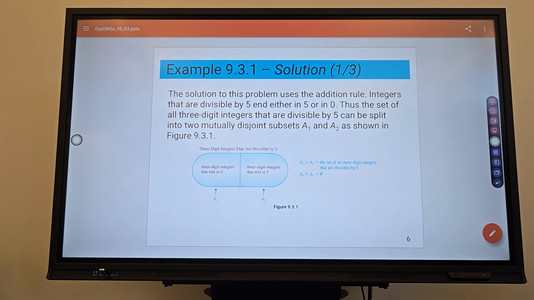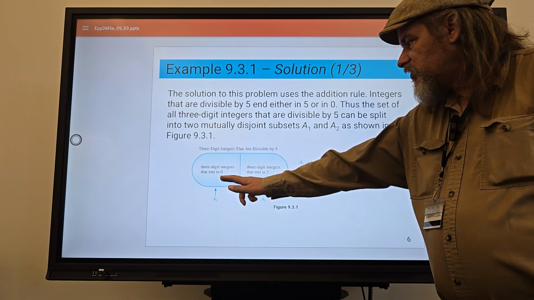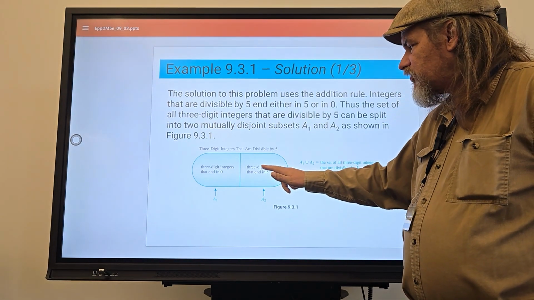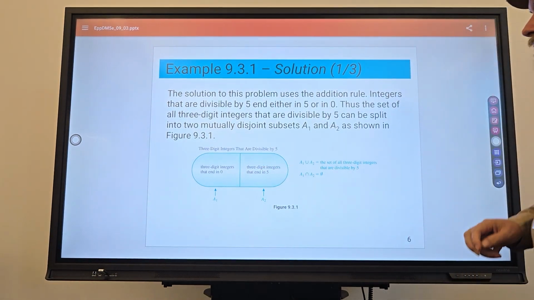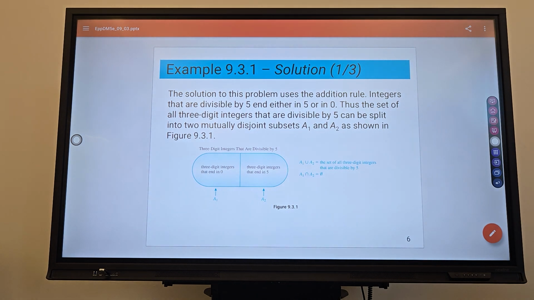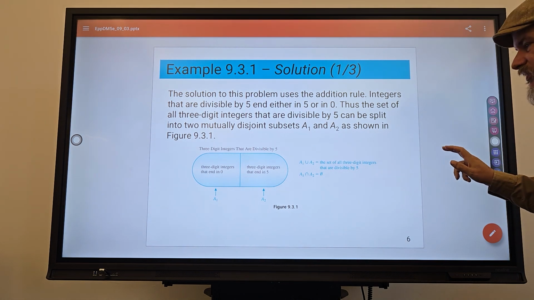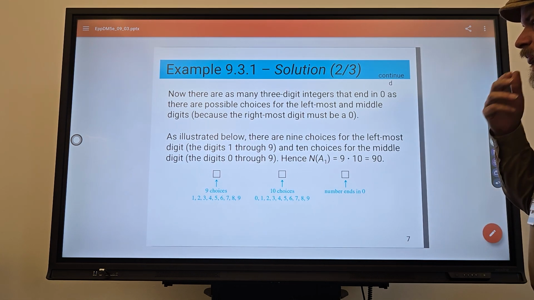Integers that are divisible by 5 end in either 5 or 0. Thus, the set of all 3-digit integers that are divisible by 5 can be split into 2 disjoint subsets, A1 and A2, shown in figure 9.3.1. This set is separate from this set, and they are disjoint. They don't have any common elements because they end in different digits.